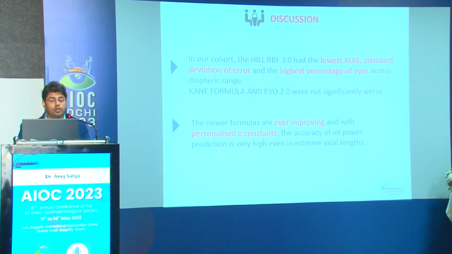In our cohort, Hill RBF 3.0 performed the best amongst all the formulas. It had the lowest mean and median absolute prediction error along with the lowest standard deviation. Also, it had the highest percentage of eyes across the outcome dioptric range. Kane and EVO 2.0 were not significantly worse. And since these formulas are artificial intelligence based, with the increasing data set they keep getting better, so the performance of these formulas is expected to keep improving.